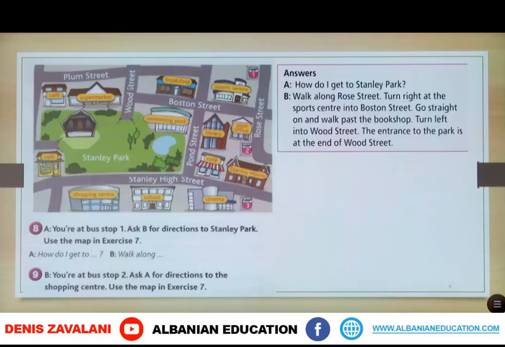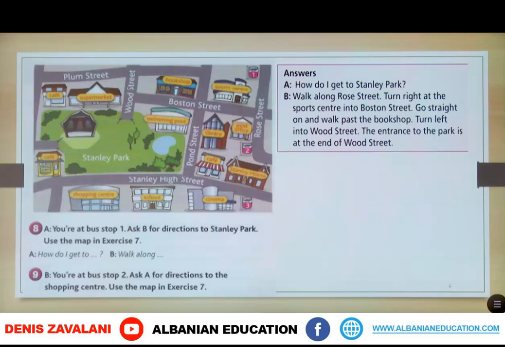Okay, so we usually ask for directions with questions like, how do I get to Stanley Park? How do I get to this building? How do I get to that place? So the directions are, you are at the bus stop 1. Walk along Rose Street, turn right at the Sports Center into Boston Street. Go straight on and walk past the bookshop. Turn left into Wood Street. The entrance to the park is at the end of Wood Street. So these were the directions from bus stop 1 to Stanley Park.